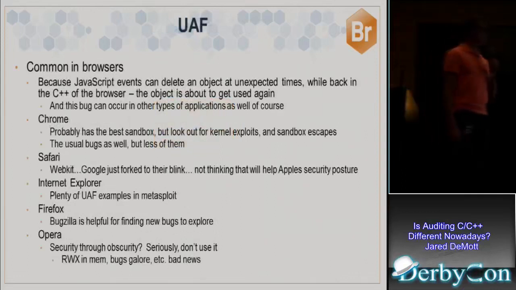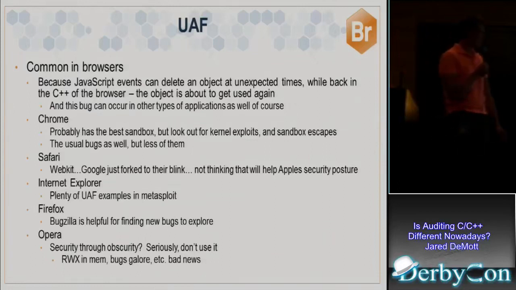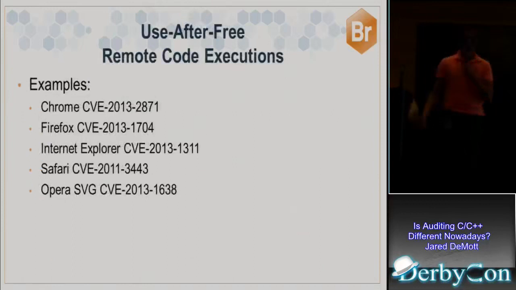Okay, so where do we see these UAFs showing up? Browsers: Chrome, Safari, Internet Explorer, Firefox, Opera. If you actually use Opera, I don't know what to tell you, other than you probably shouldn't, but they're out there in all of these. So none of the browsers are immune to this. There's not one browser that sort of stands alone that doesn't have issues, right? They all have this issue. And you can find references to every one.